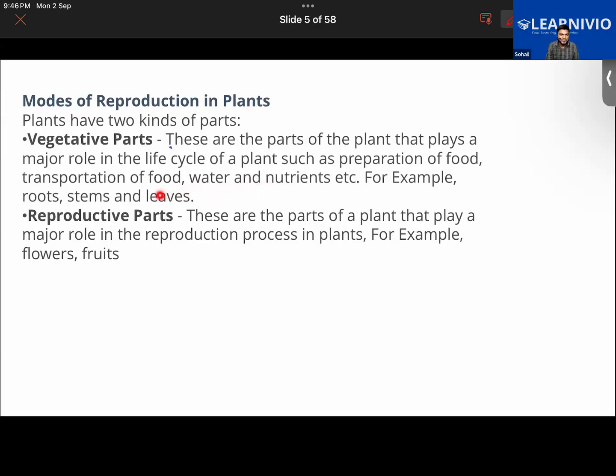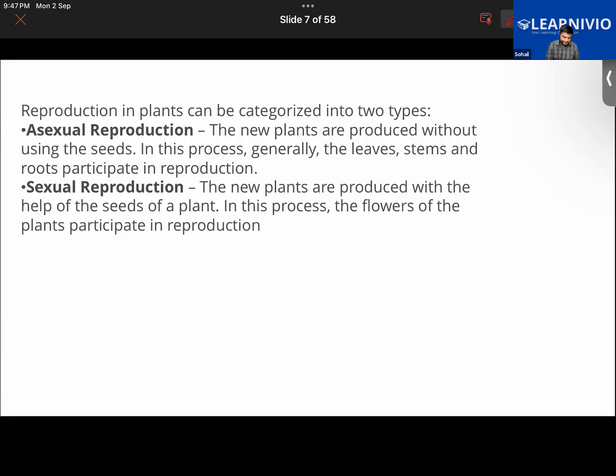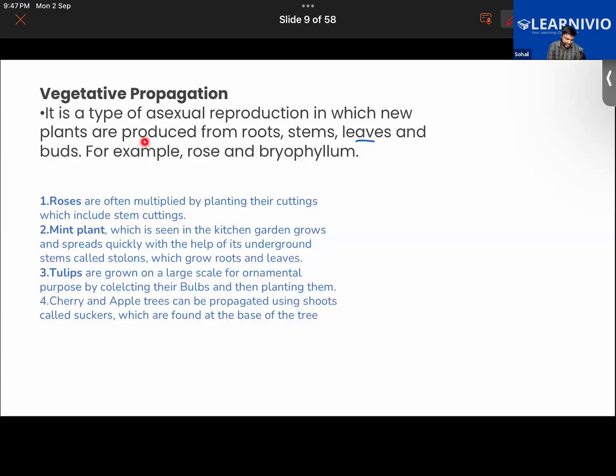Roots also absorb the water and send it to the stem, and the stem brings it to other parts of the plant. So the parts of the plant like roots, stems and leaves are essential to carry out different life functions. They are called vegetative parts. Normally these parts are not involved in reproduction, but when they do participate, the type of reproduction is called asexual reproduction, or vegetative propagation.